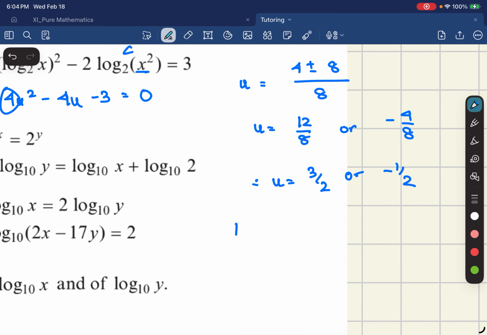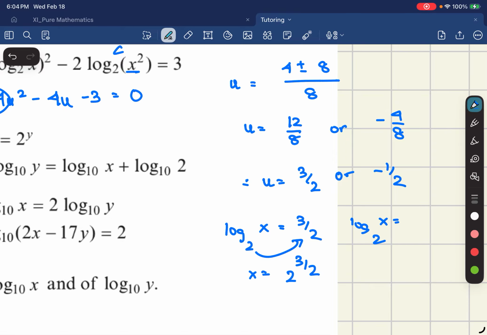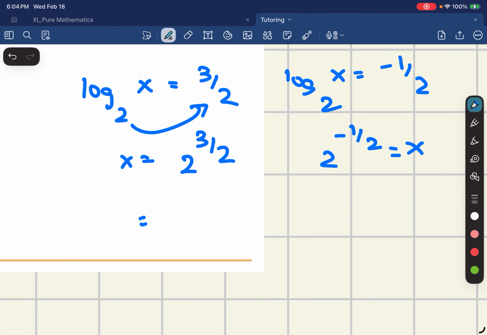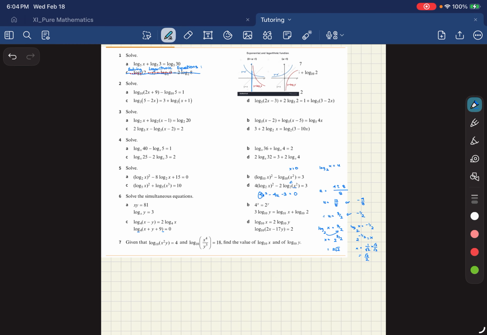And remember, u is equal to log base 2 of x, equal to 3 by 2. So x is going to be 2 to the power 3 by 2. Or log base 2 of x must be equal to minus 1 by 2, so 2 to the power negative 1 by 2 must be equal to x. If I write this in more simplified form, this is 2 root 2. I think that is what the textbook writes this as. And this x is equal to 1 by root 2, and if you rationalize this, you get root 2 by 2. So 2 root 2 and root 2 by 2 are your two answers to 5D.